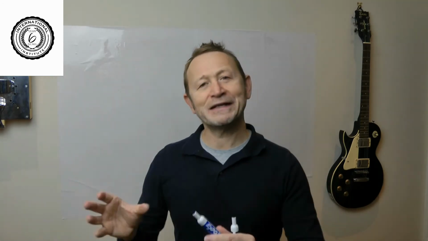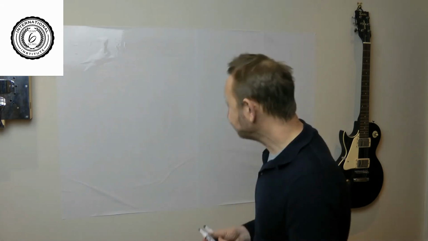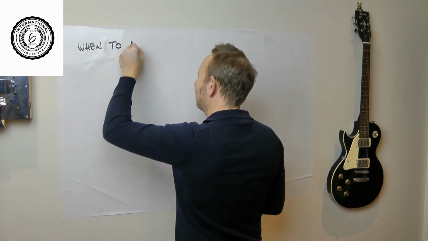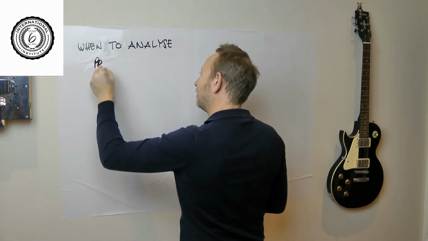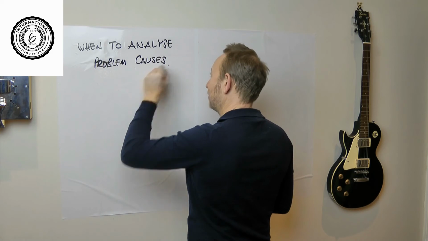And because this is a little bit difficult to respond to in a message or a mail, easiest thing is to make a video and explain the two techniques, because there are basically two techniques of analysis that you're going to have when you're looking for your causes on your process problem, on your Six Sigma project. So here's the question. When to analyze the problem causes.